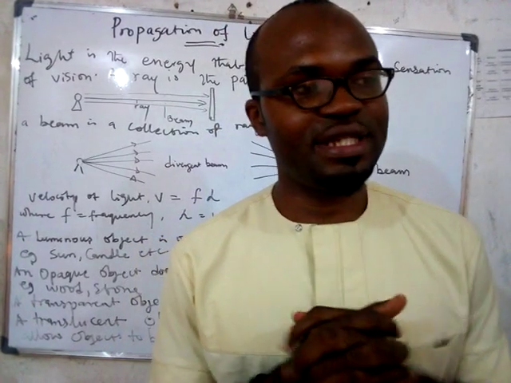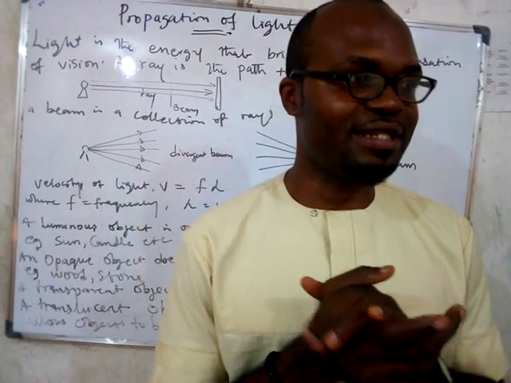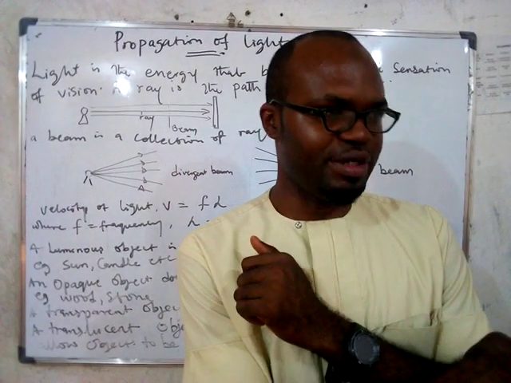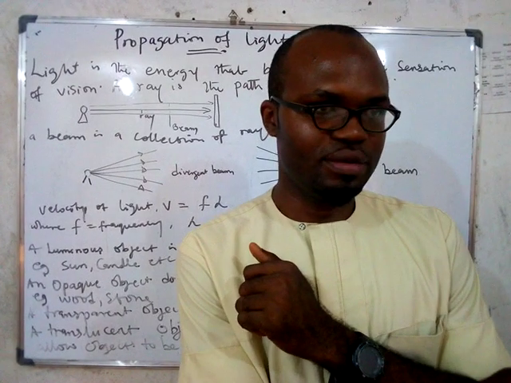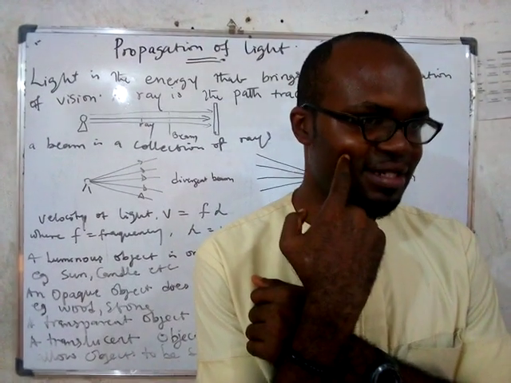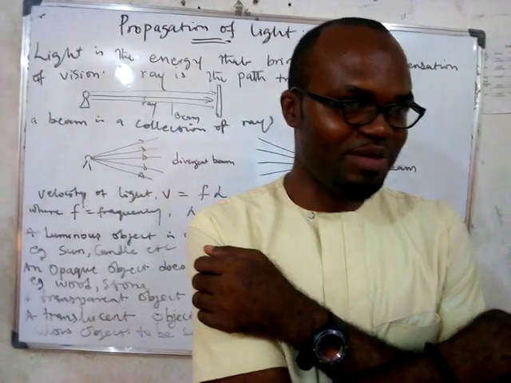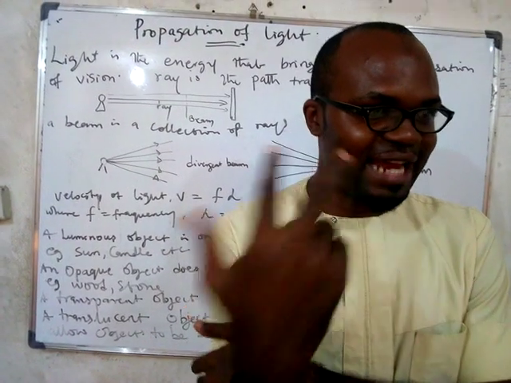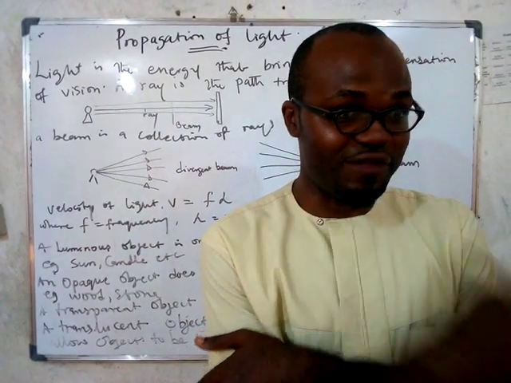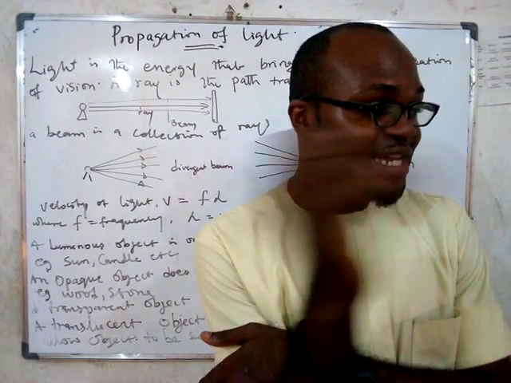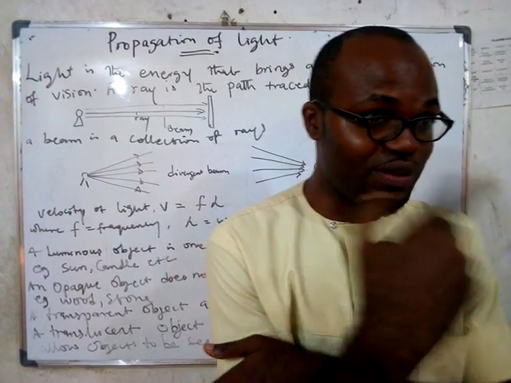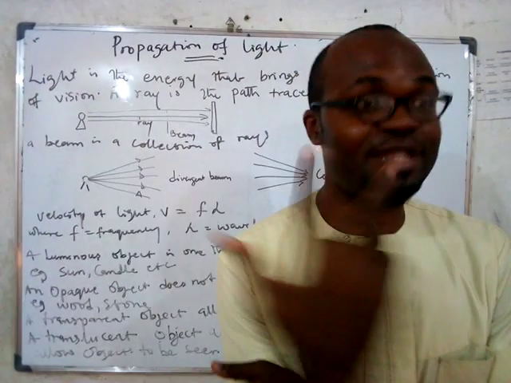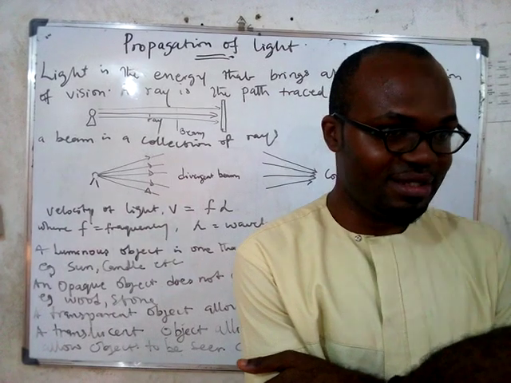If you are sitting in your living room or your parlor in the night and the light goes off, maybe because NEPA has taken the light, will you be able to see somebody beside you? No. Do you still have eyes? Yes. But you cannot see somebody beside you. You see that? So when we say that light is that energy that causes the sensation of vision, it's actually the light that hits on that person beside you that enables you to see him, and not because you have eyes, is it not? Because when NEPA takes the light, you still have your eyes, but you cannot see.